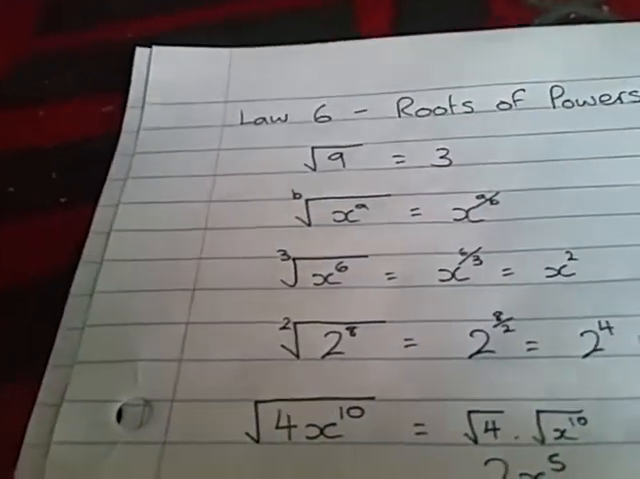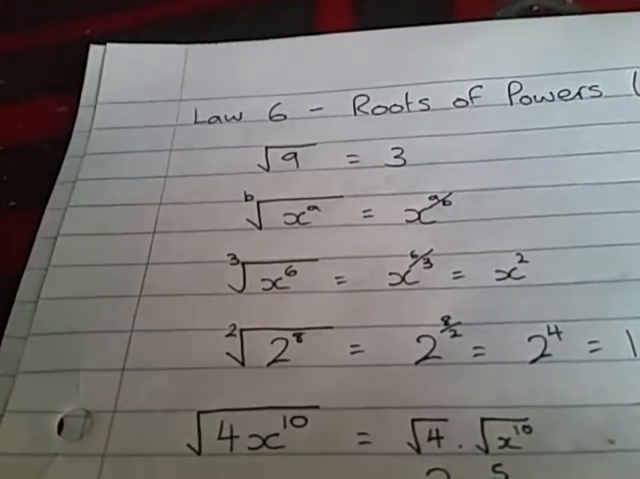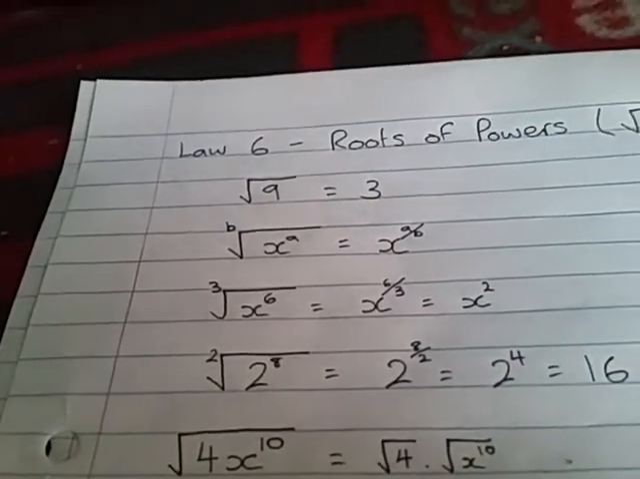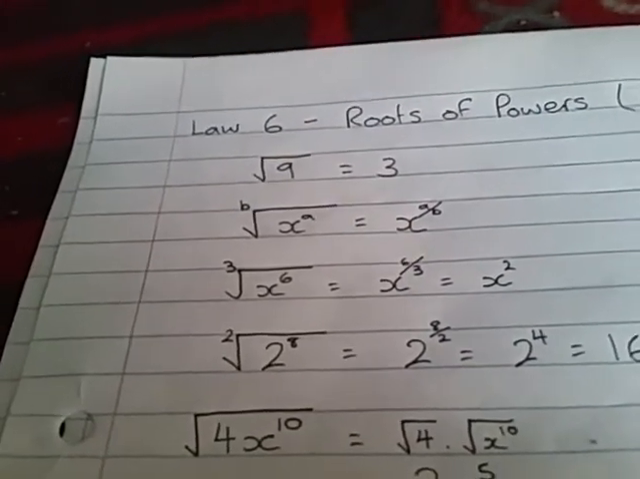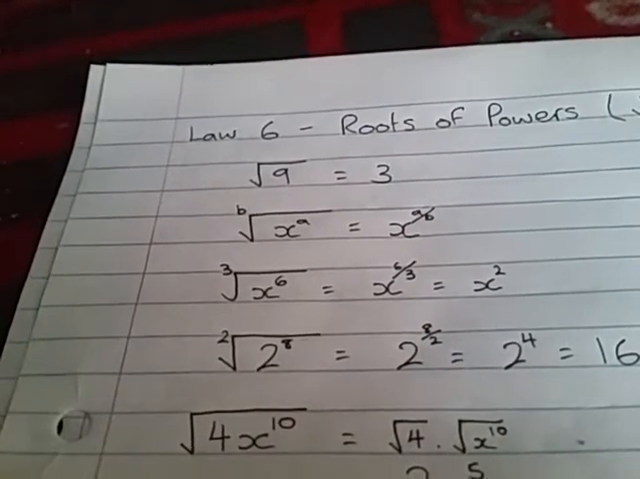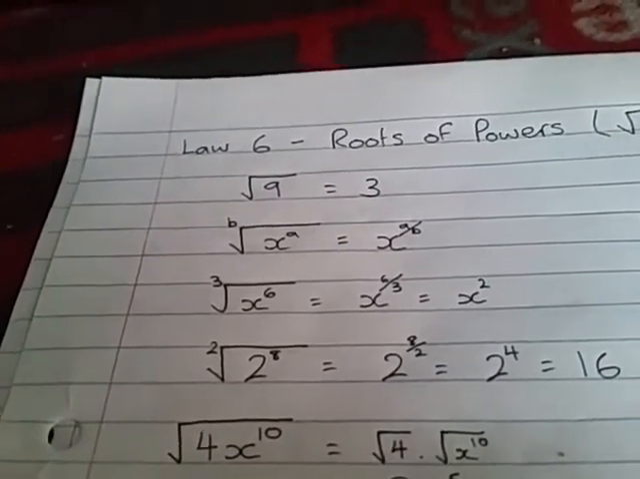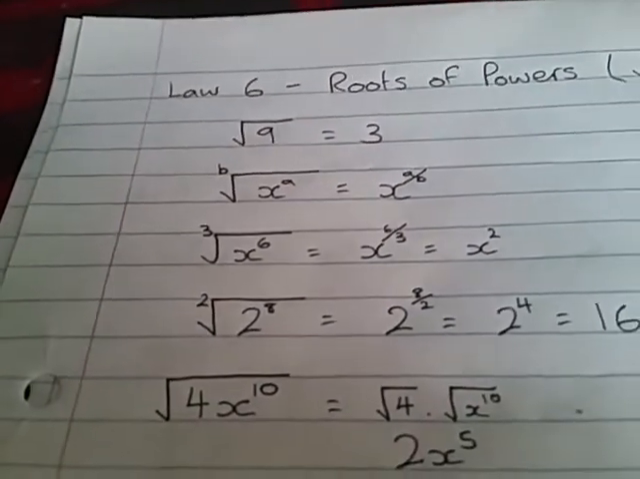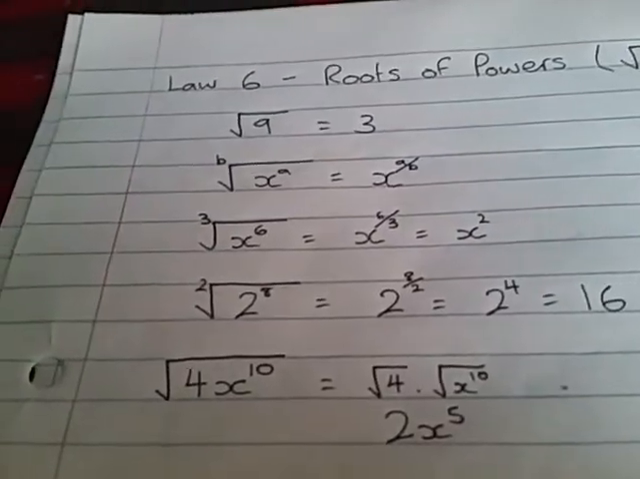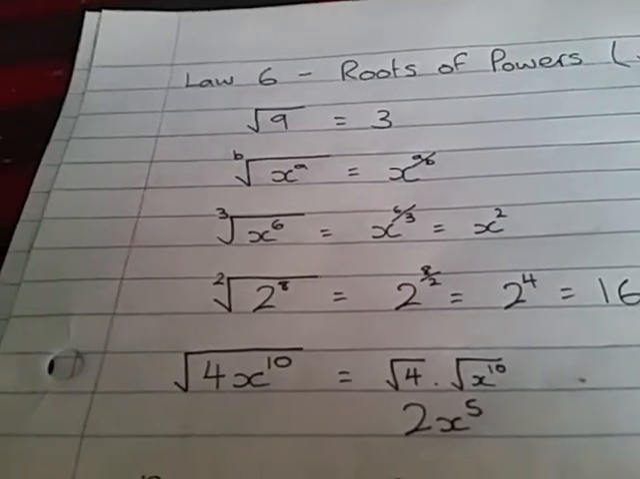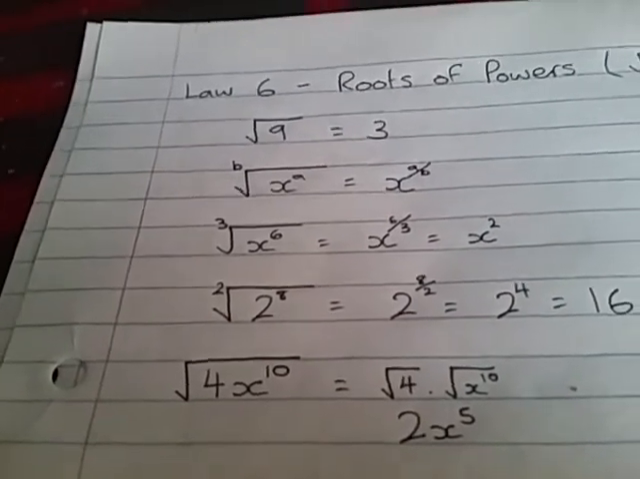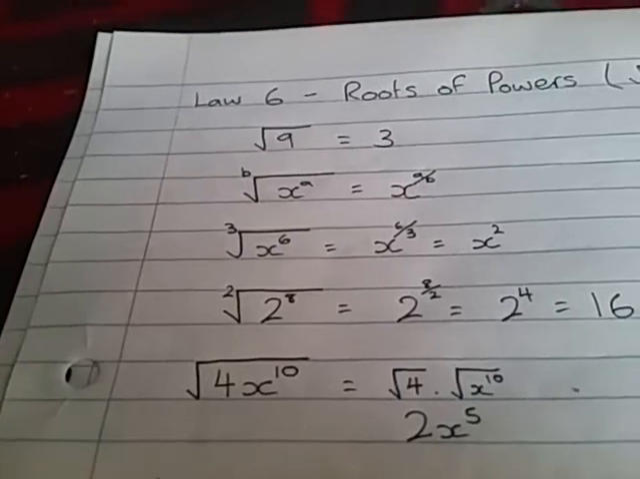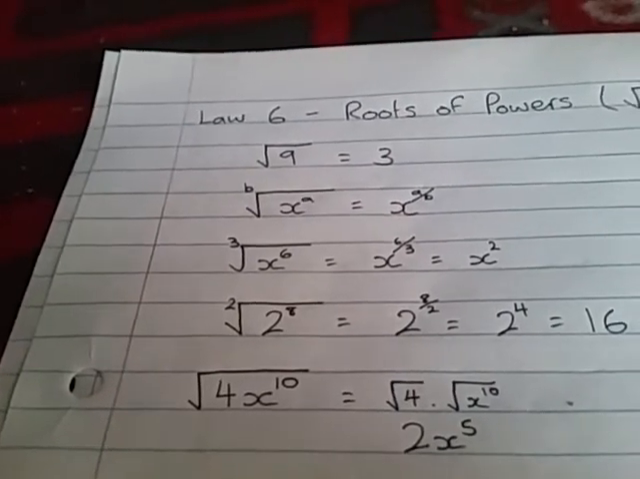So the square root of 4x to the 10 can be separated into the square root of 4 times the square root of x to the 10. And from there you can do them separately. Square root of 4 is 2. And the square root of x to the 10 is x to the 10 over 2, which is x to the 5. So your final answer will be 2x to the 5.